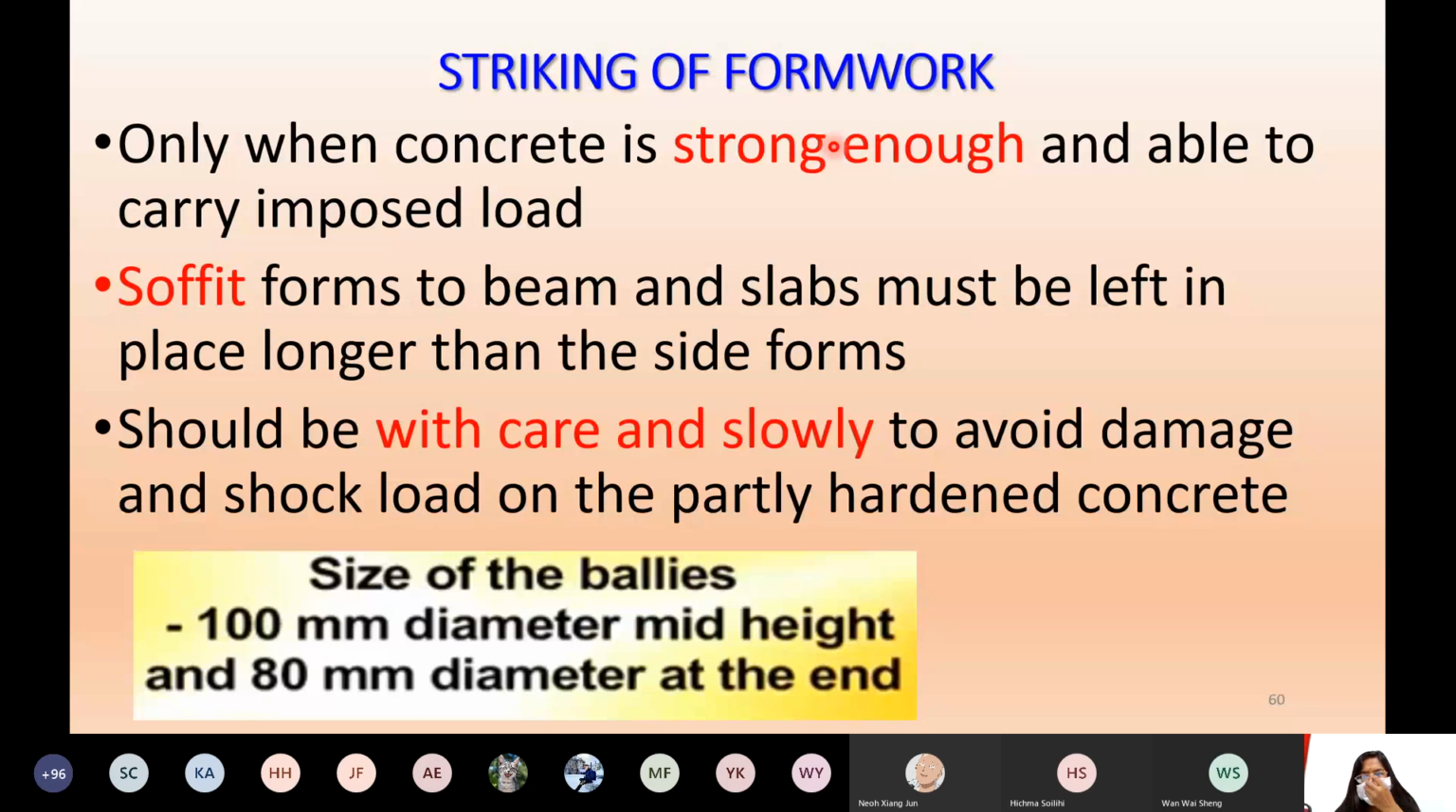Only when concrete is strong enough and able to carry imposed load, soffit forms to beams and slabs must be left in place longer than the side forms, removed with care and slowly to avoid damage and shock load on the partly hardened concrete. So again, it should be strong enough to hold it when you pour. The bottommost portion, which forms the soffit of the beam and the slab, must be left in place longer than the side forms.